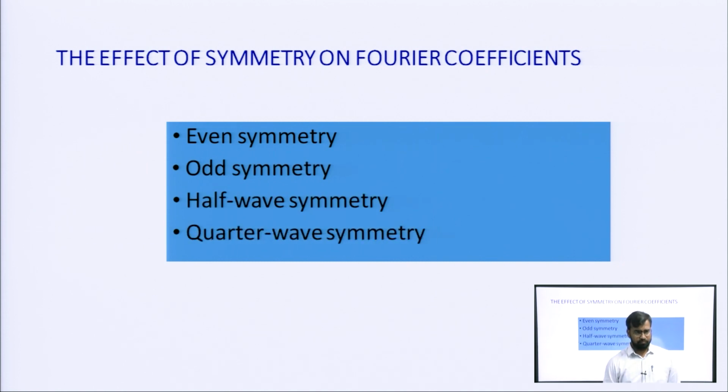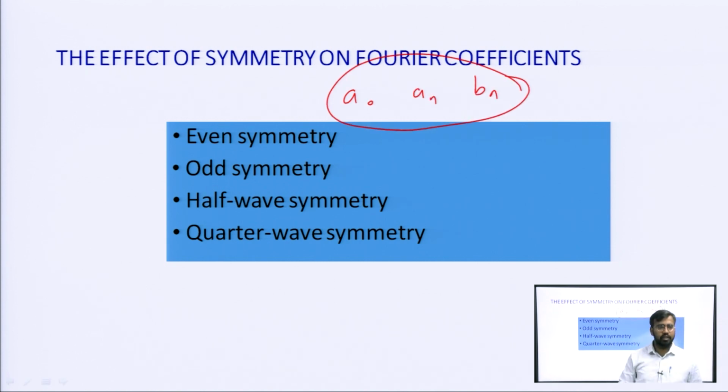Okay. So, now as we have seen, these are some effects of symmetry on Fourier coefficients. We are required to find a naught, a n and b n, these 3 values, to represent any signal or function in its Fourier series. We have some tools, some shortcuts, some observations, that if we are able to find them in the function, we can easily determine the values of these coefficients. Okay. So, what are those properties?